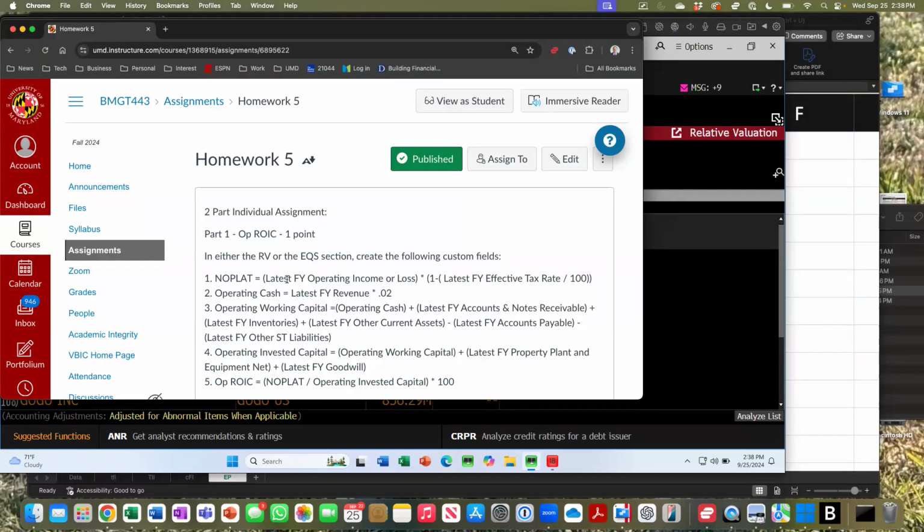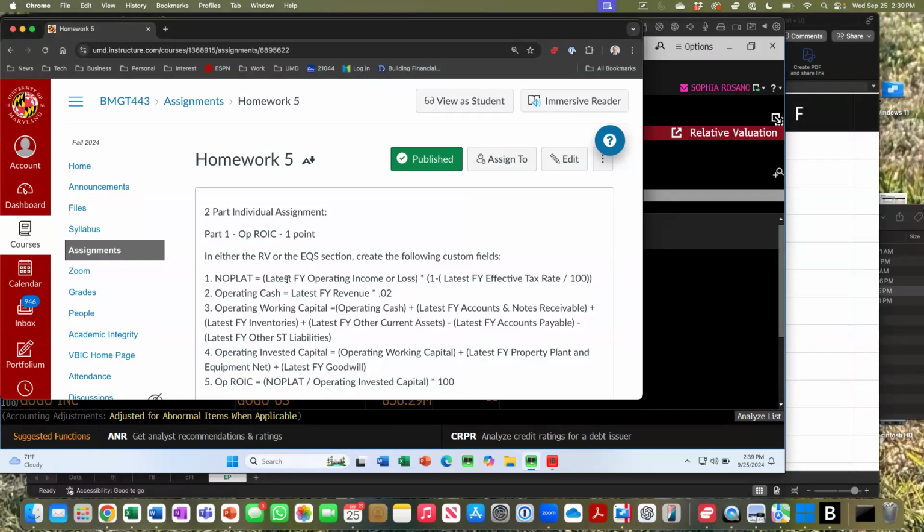Custom formula number 3, operating working capital. This is different than the accounting definition of working capital. Accountants look at working capital differently. They do all current assets minus all current liabilities. We don't do that. We do operating current assets, which means excess cash is a 2. It's not part of current assets. We take it out. Short-term debt is not part of current liabilities. That's a 3. That's interest-bearing debt. We take it out of current liabilities.